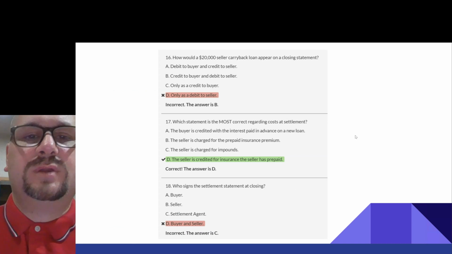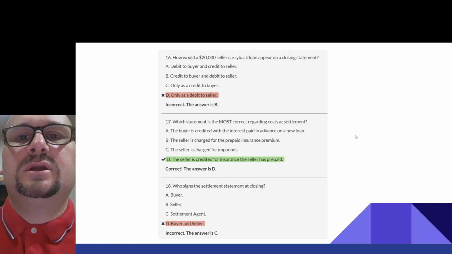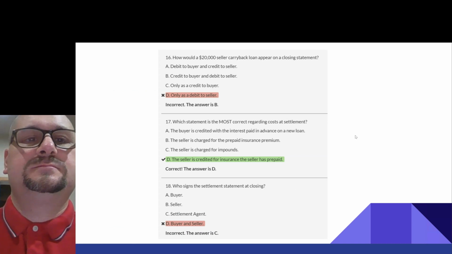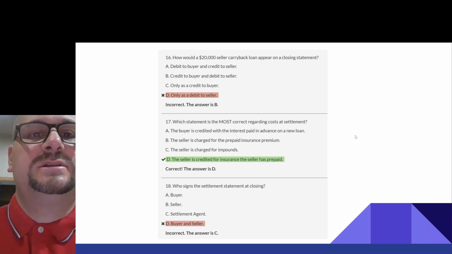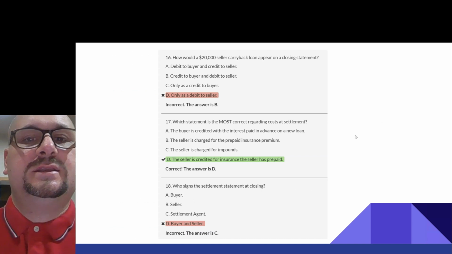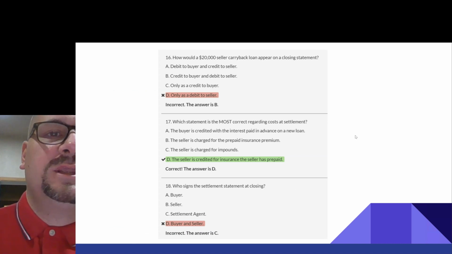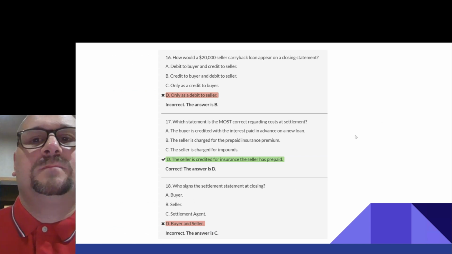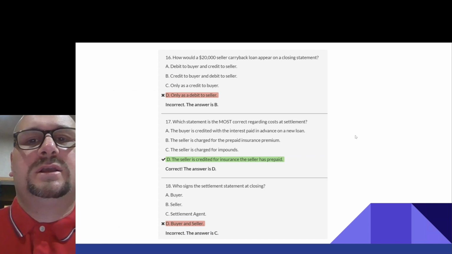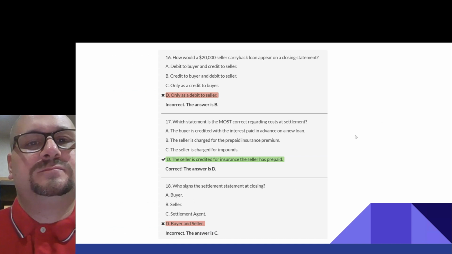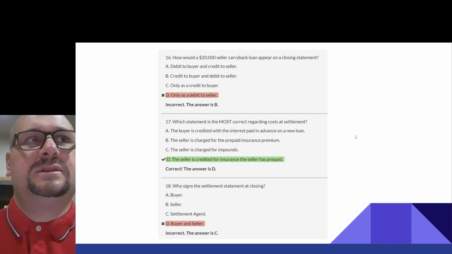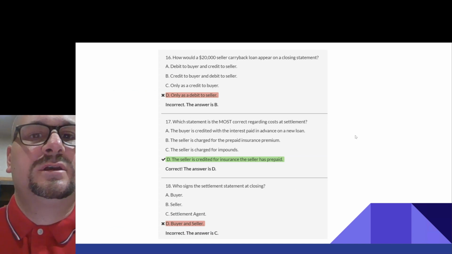How would a $20,000 seller carryback loan appear on a closing statement? Bravo, credit to buyer and debit to seller. So you credit the buyer, debit the seller.